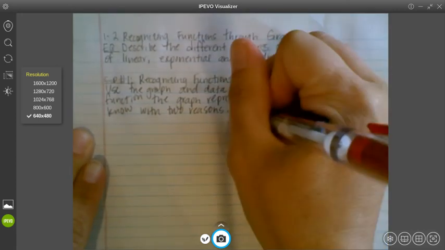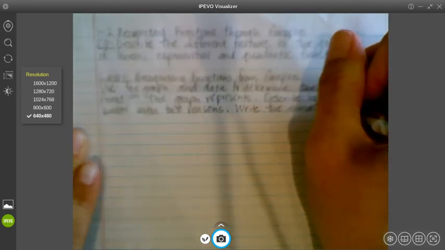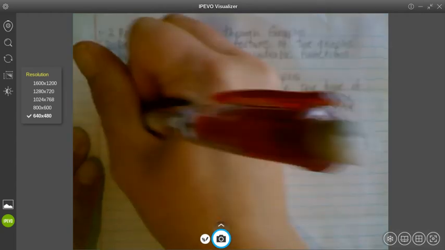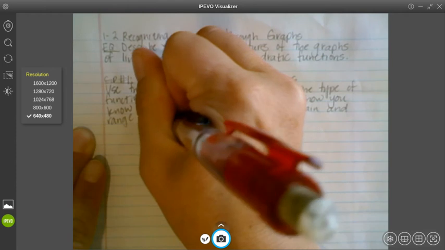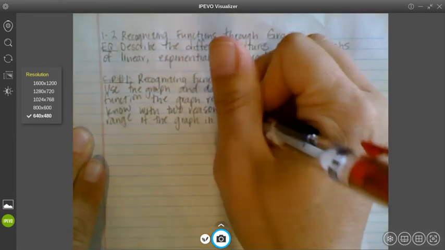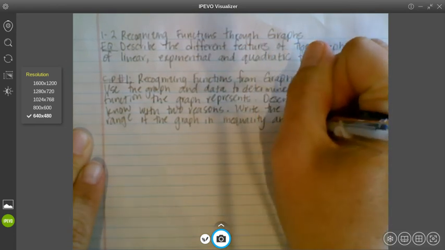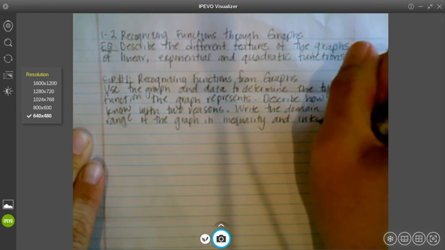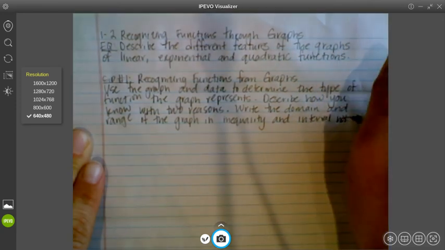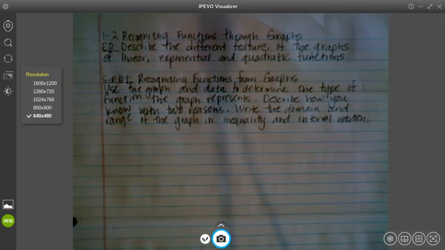And then lastly, write the domain and range of the graph in inequality and interval notation. Now, inequality notation is the notation that I showed you guys in the review notes. So that should look familiar to you.